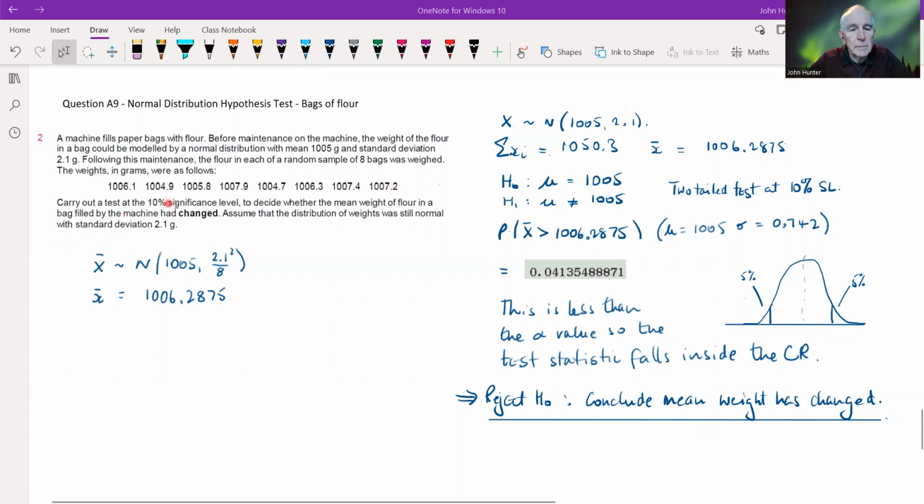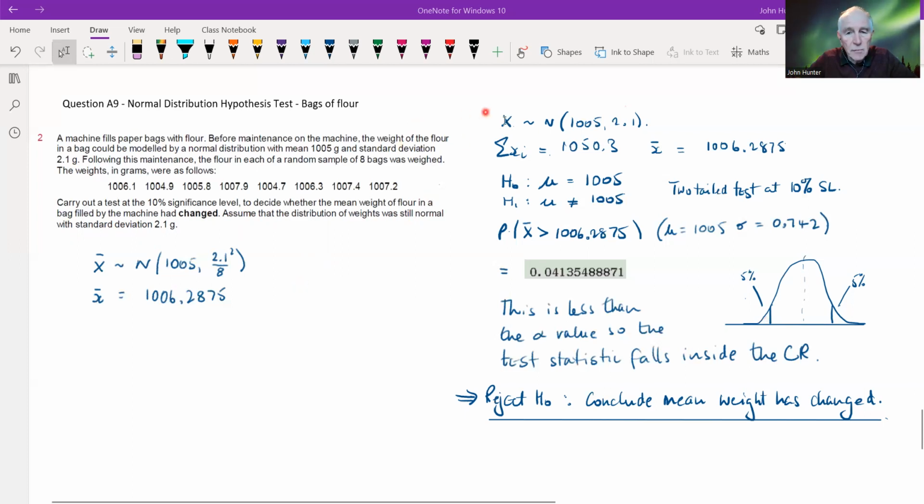Carry out a test at a 10% significance level to decide whether the mean weight of flour in the bags filled by the machine has changed. Not necessarily that it's greater or less than, just has it changed. Assume that the distribution of weights was still normal with standard deviation 2.1. Well, that's what we would do anyway. In any case, so what have we got here?